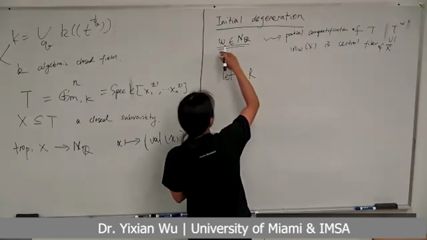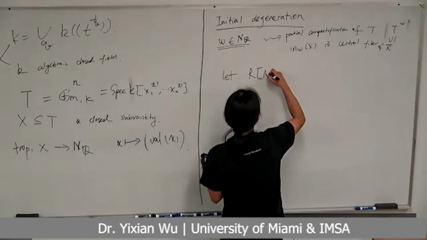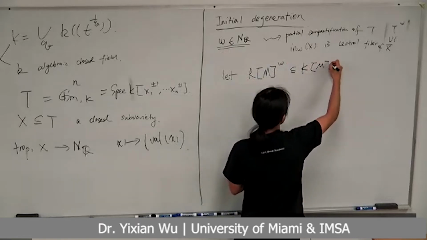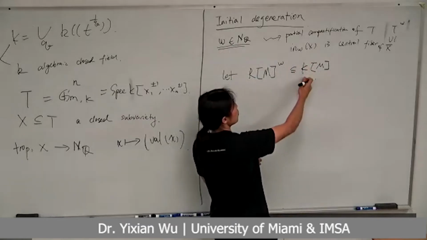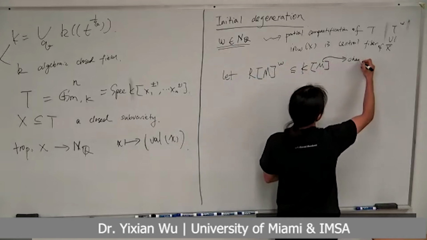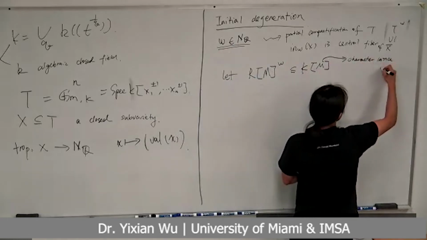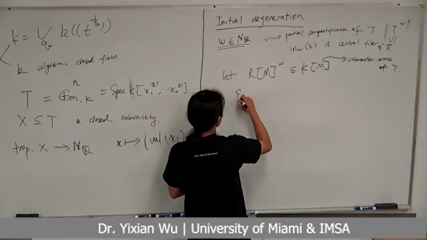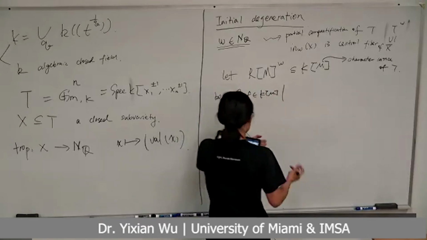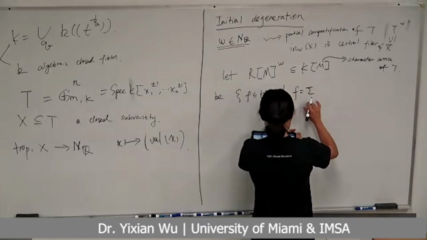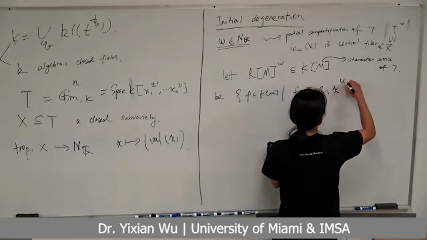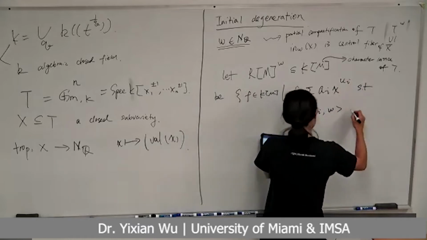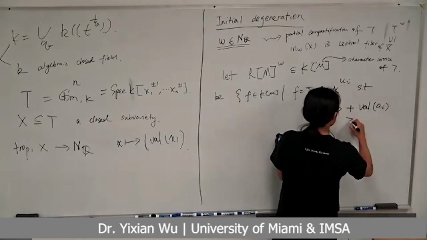Let me give the precise definition. Right now I start with the data omega, and I construct a ring out of this omega, which is a subring of the big field of M, where M is the character lattice of the torus. It is the collection of polynomials such that, if we write it as the summation of a_i x to the u_i, then pairing u_i with omega, plus the value of a_i, is larger than or equal to 0.